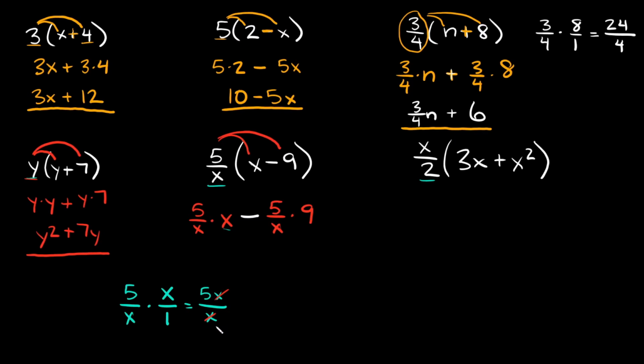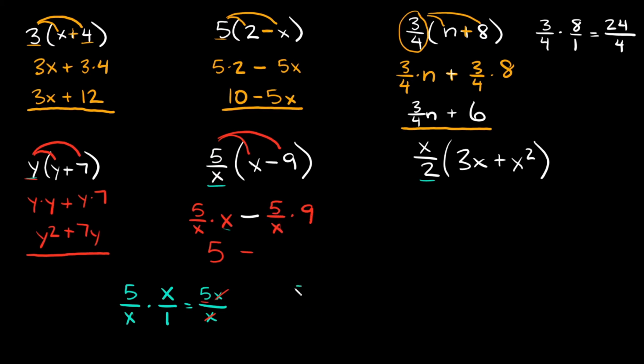Right? Because whenever you have the same number on the top and the bottom, they cancel out. Same thing for variables. If you have the same variable on top and the bottom, they cancel out. So here, we're just left with 5, right? So 5 over x times x simplifies down to just 5, okay? And then we're subtracting that from 5 over x times 9.